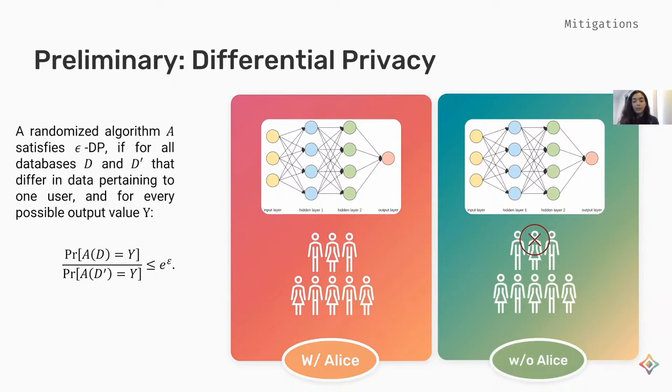To say it more concretely, a randomized algorithm A satisfies epsilon differential privacy if for all neighboring data sets, D and D prime, and all possible outputs Y, the ratio of the probability of seeing output Y would be bounded by e to the power of epsilon.